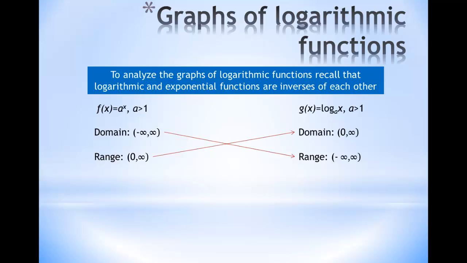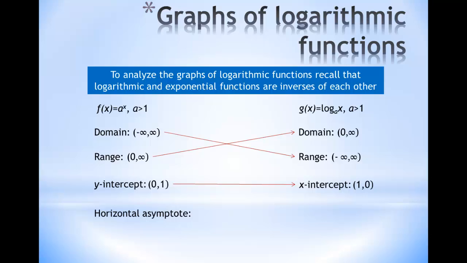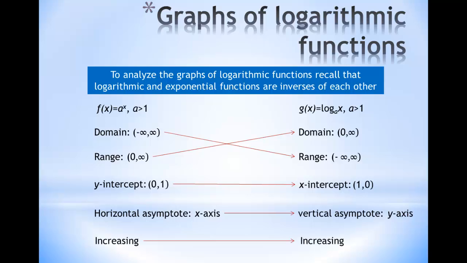Okay? Now, let's look at the intercepts. The y-intercept for the exponential function was (0, 1), and that means that the x-intercept of the logarithmic function is going to be (1, 0). We know that there's a horizontal asymptote, which is the x-axis. For the logarithmic function, that becomes the vertical asymptote, which is the y-axis. Okay, and both functions are going to be increasing, and both functions are going to be continuous.